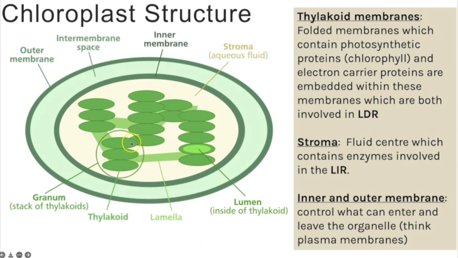So here on our chloroplast, we can see the thylakoid stacks, and the thylakoid membrane is on the outside of that. And that's where you have these folded membranes where you have all the proteins embedded for the electron carrier chain, and also ATP synthase. And that is where the light-dependent reactions occur. A stack of them is called a granum.